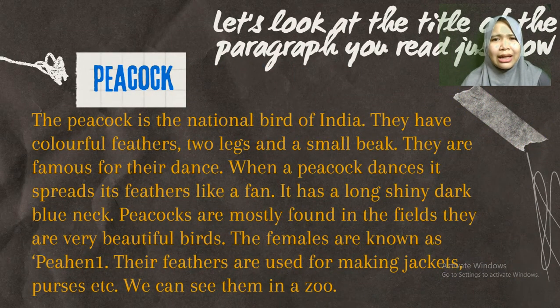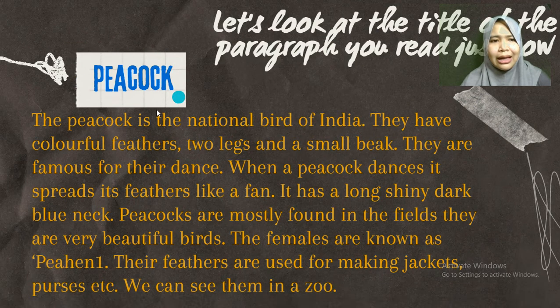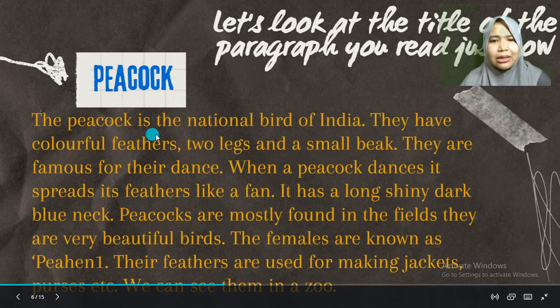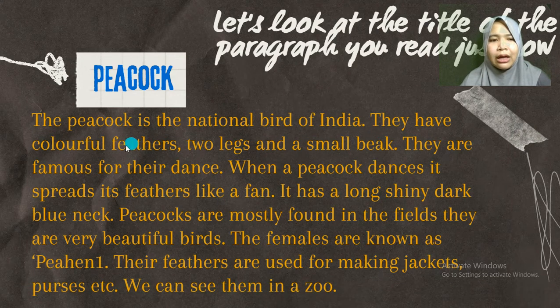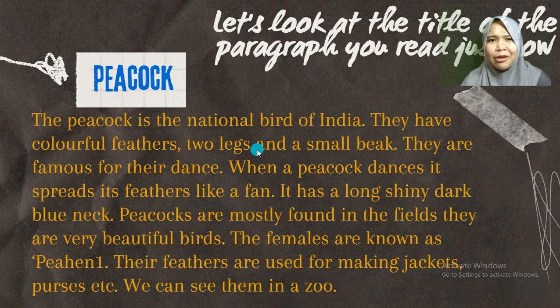Okay, so let's look at the title of the paragraph given to you. The title is about peacock, and let's look at the sentences or information given in the paragraph here. The peacock is the national bird of India. They have colorful feathers, two legs, and a small beak. They are famous for their dance. When a peacock dances, it spreads its feathers like a fan, and so on. So, all of these are the information about peacock. So, the main idea of this paragraph is peacock.